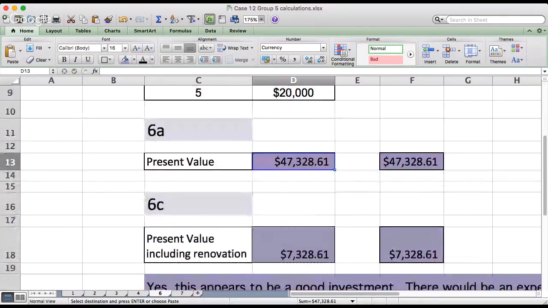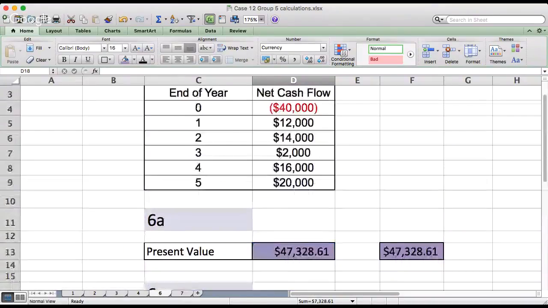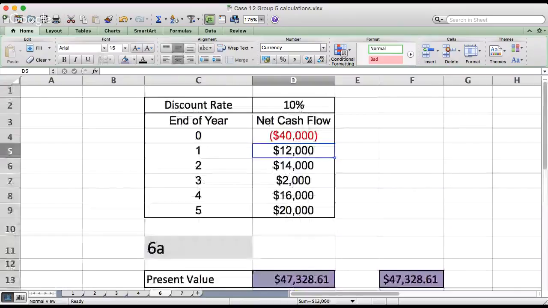6C, we don't do problem B in this. So 6C says, does the office renovation and subsequent lease agreement appear to be a good investment for the company? And then it gives you a hint. Compare the cost of renovation with the present value of the lease payments. And it still is using a 10% discount rate. So you're doing something very similar to what you did before. You're going to take the net present value of these years 1 through 5, and you'll figure that out, but then you add in that initial investment of $40,000.